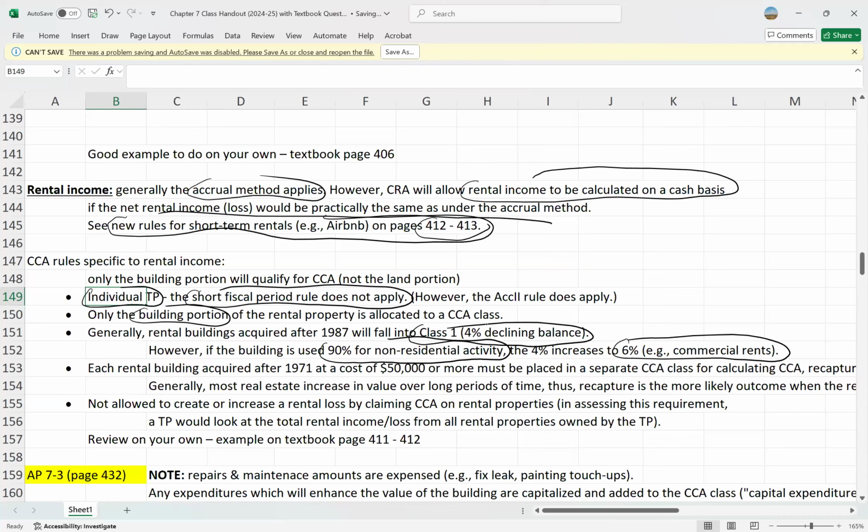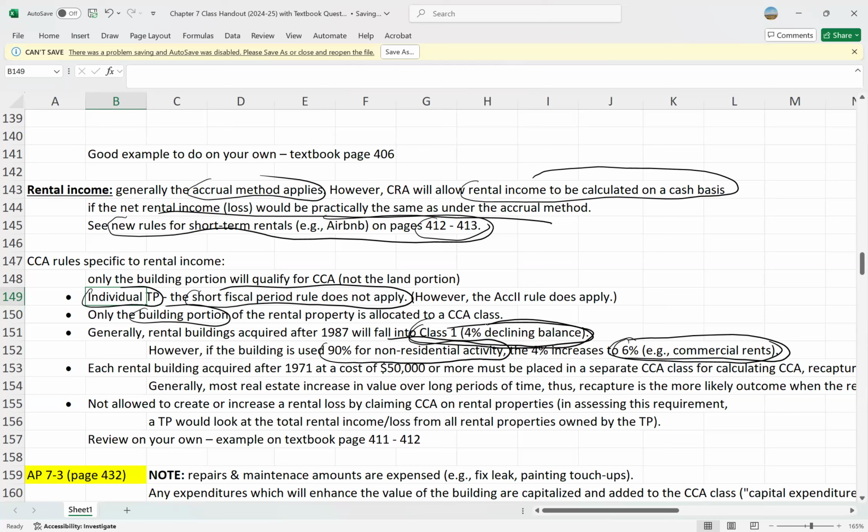We did look at an example. We did look at the CCA rates table in one of the earlier lectures, where there was also a 10% rate for class 1. That's if it's used 90% or more for manufacturing and processing. But generally speaking, if you buy rental property and you're renting it out to tenants, individuals, it is going to be class 1, 4%. If you're going to rent it out for commercial purposes to companies and 90% or more is for commercial rents, then it would go up to 6%.